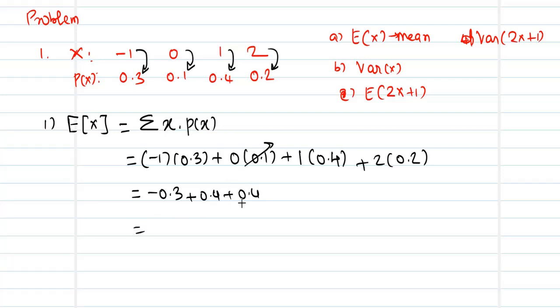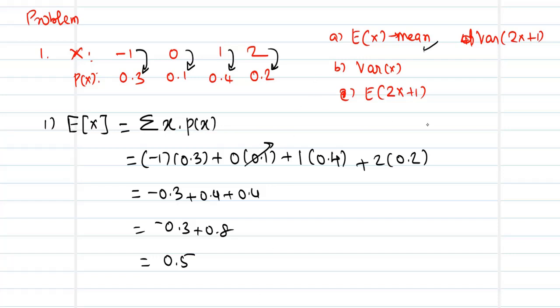So this is going to be 0.4 plus 0.4, 0.8, and then it is going to be equal to minus 0.3. So what you will be having over here is minus 0.3 plus 0.8, which will be equal to positive 0.5. You can keep in mind, mean can be positive, negative, 0, whatever it may be. Mean can take both positive as well as negative values as well as 0. So we have estimated the first quantity, which is the mean.